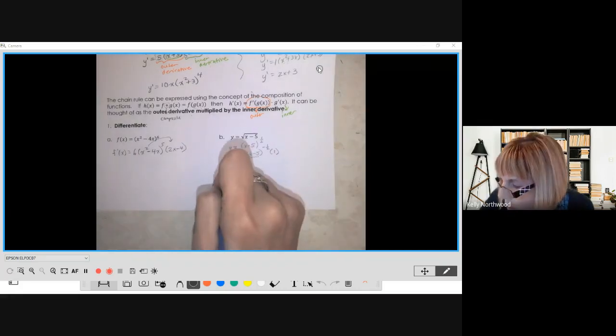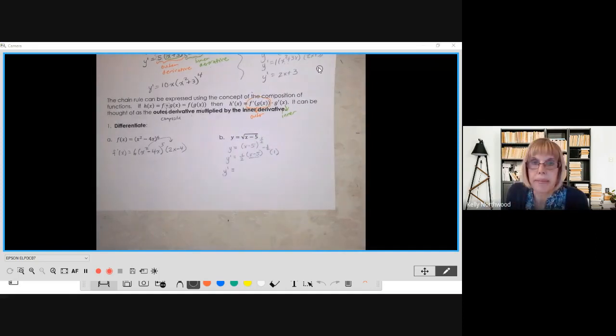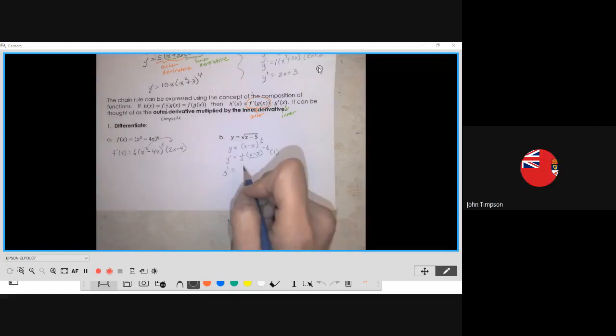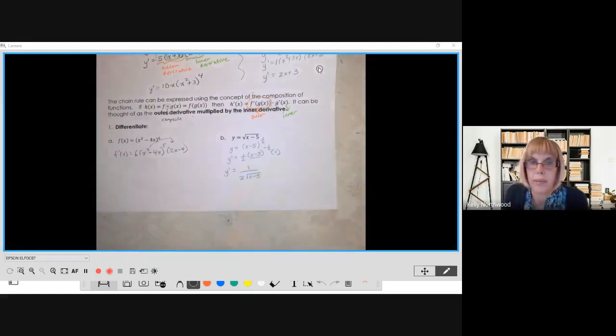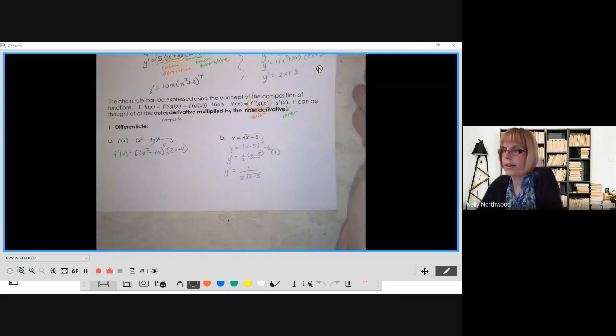Okay, who thinks they know how I would write that simplified? The answer in the back of the book way. 1 over 2 square root of x minus 5. Correct. Okay, 1 over 2 square root of x minus 5.